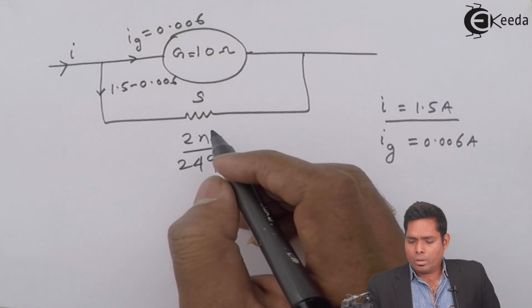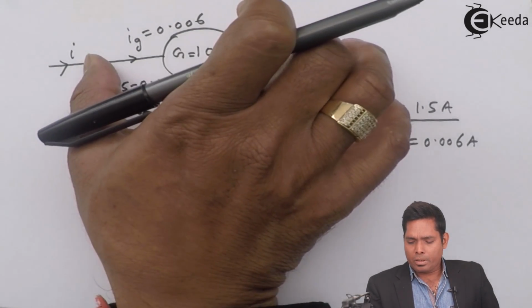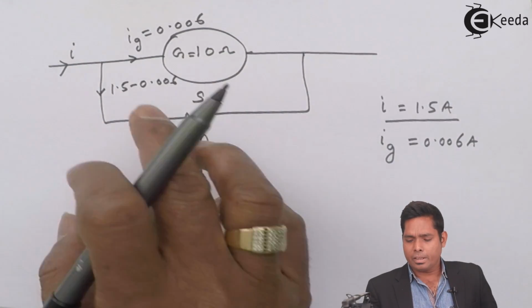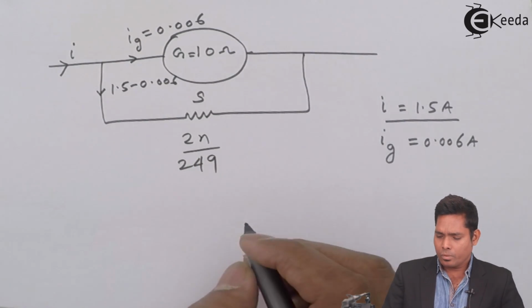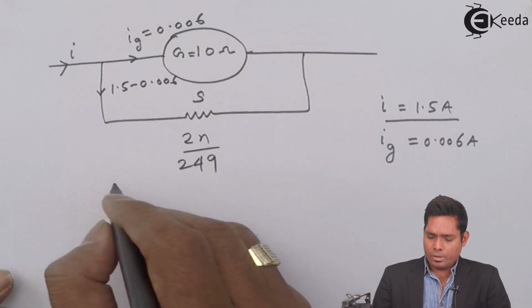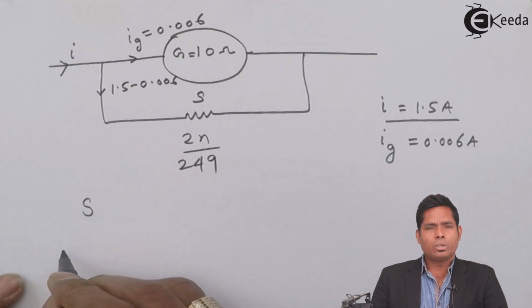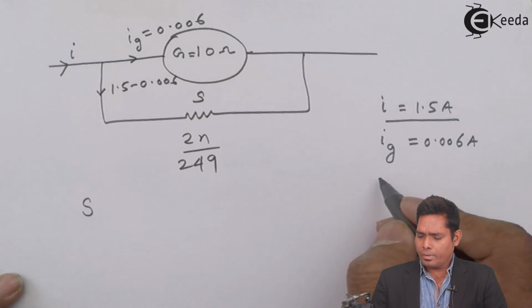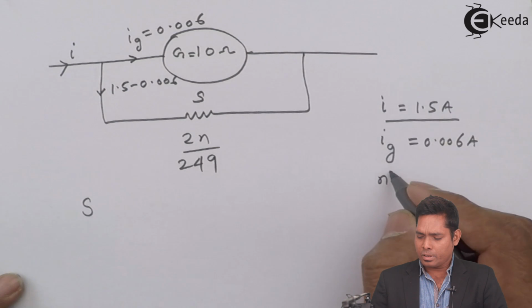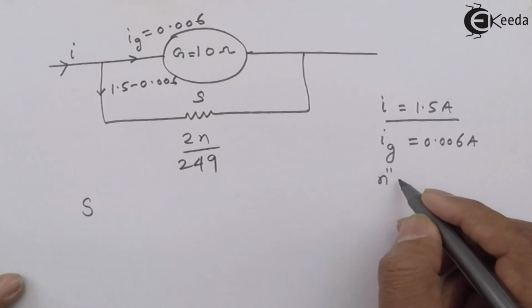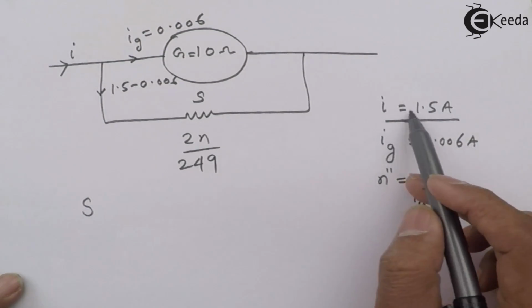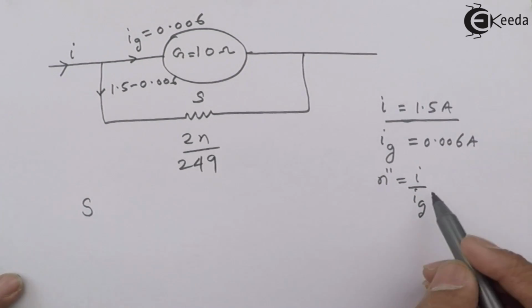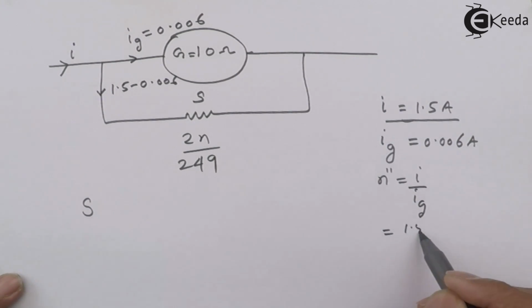Now you can take the potential difference here and here equal, because they are in parallel, and you can solve for n. Or we know the shunt resistance required to have a number of times. Suppose in this case I will write n double dash. N double dash is I upon Ig: how many times the current is increased? So I upon Ig becomes 1.5 divided by 0.006.